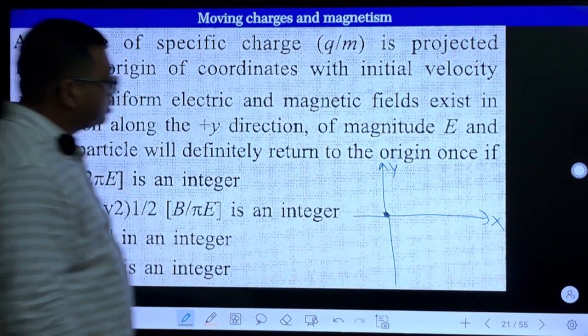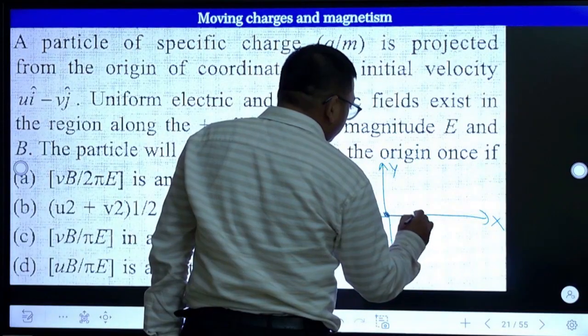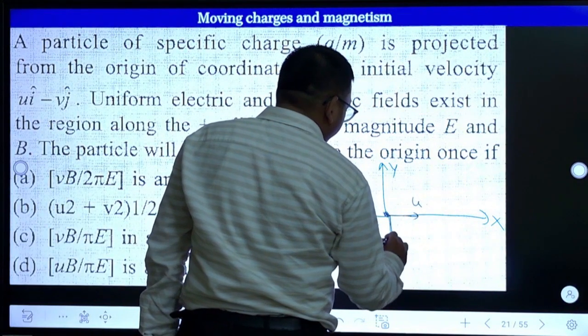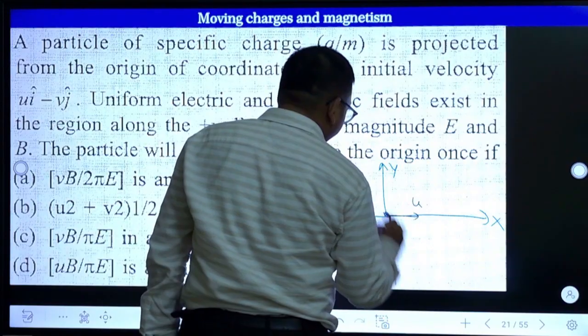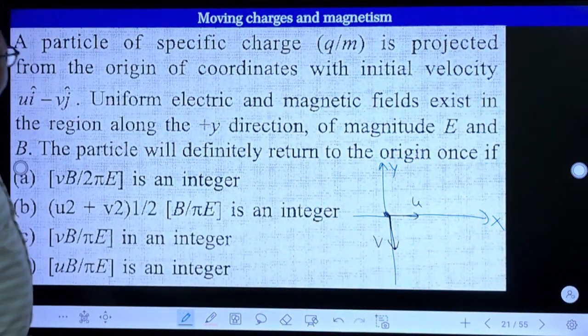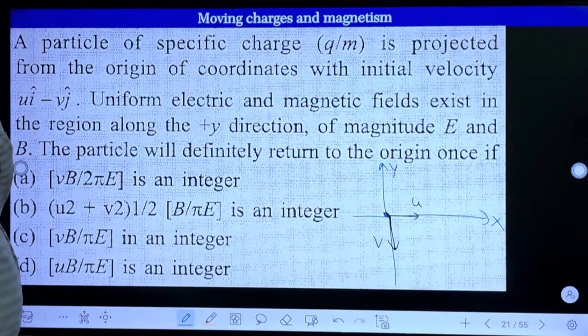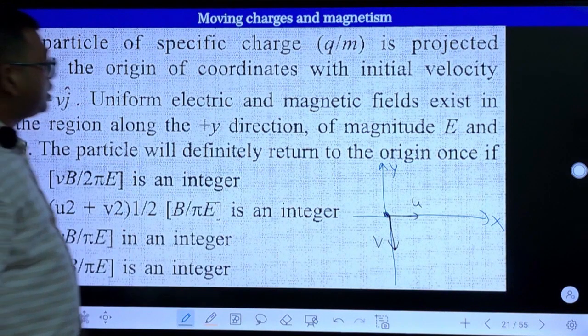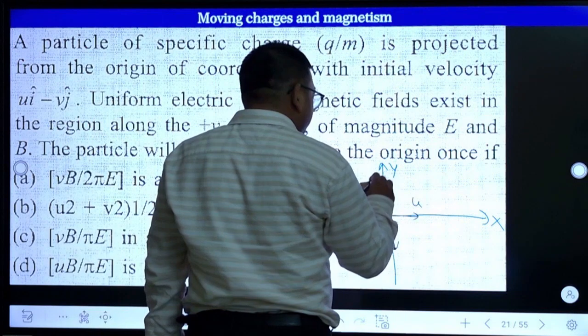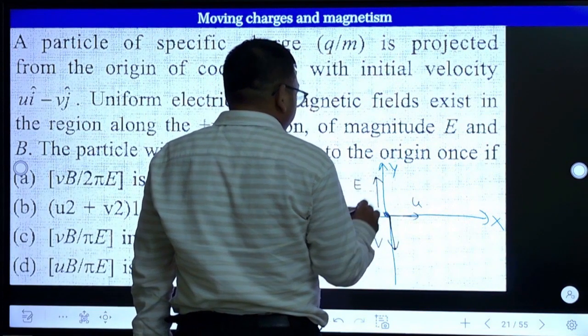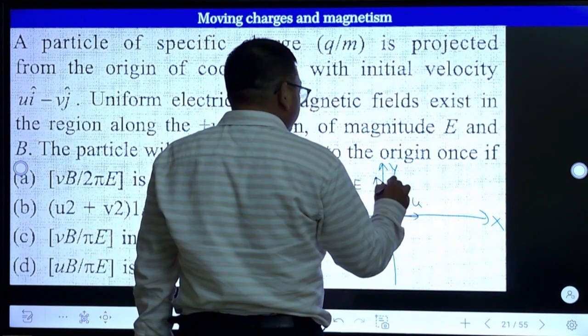In the x direction it has velocity u, and in this direction it has velocity v. Minus means downward direction. Then a uniform electric field and magnetic field exist along this direction. So the electric field and magnetic field both are in this direction.